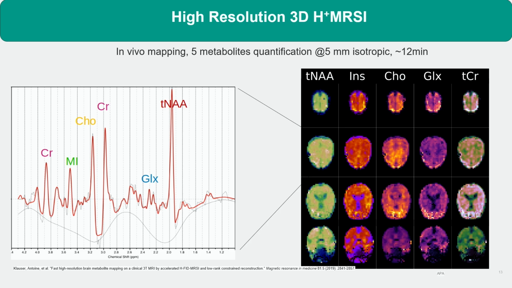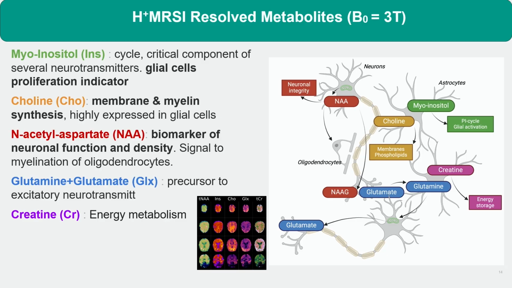We're seeing those because those are the only ones that we are spectrally resolving. So we get, on one hand, myoinositol, choline, and N-acetylaspartate, glutamine plus glutamate, which forms a complex called GLX, and then creatine.